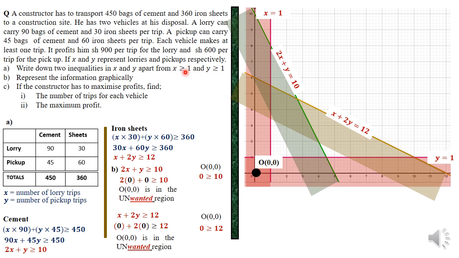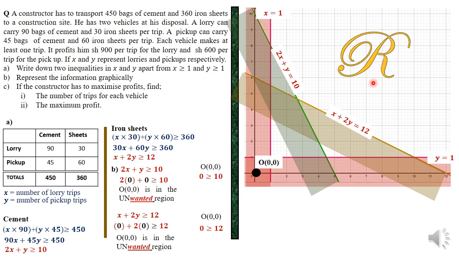Again, for these two, x ≥ 1 and y ≥ 1, we obviously shade, as I've brought that shading there. Now we have the region R that has been left out there.